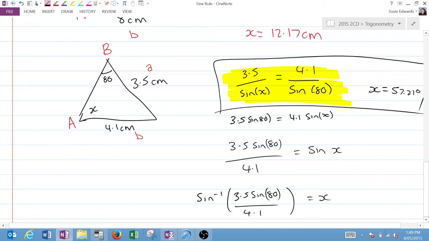So, which calculator do you reckon you should use with this? Your ClassPad. You go for it, Mitchell.